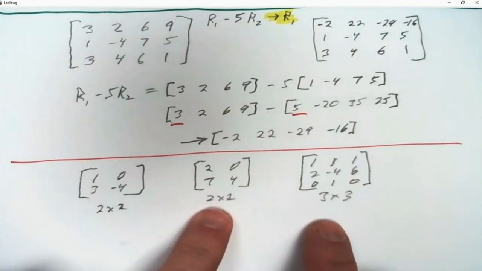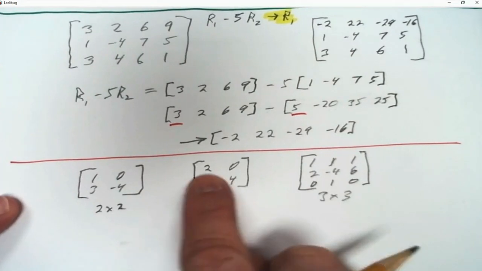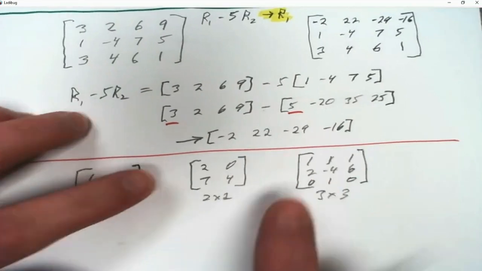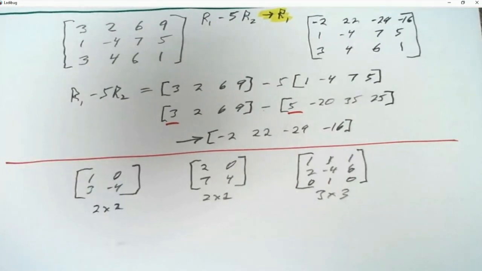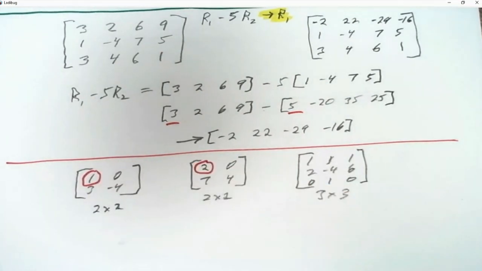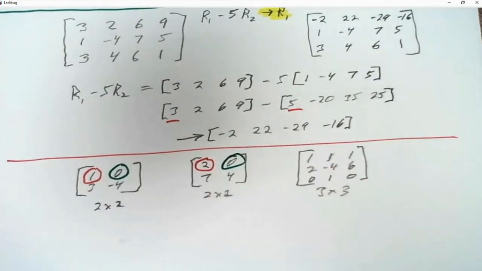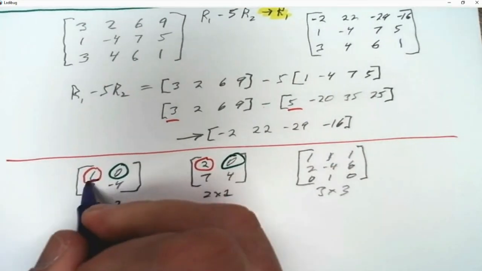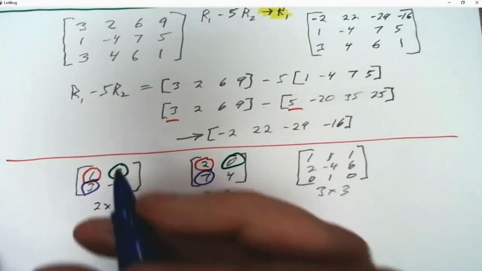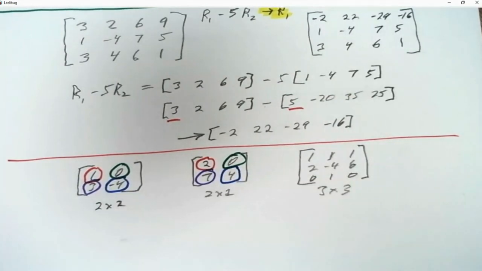I cannot add a 2 by 2 to a 3 by 3 because what would I add? Would I add this 2 to the 1, or would I add it to the 2? It doesn't match up. You have to add the 1 to the 2 or subtract 1 minus 2. You add the 0 to the 0, the 3 to the 7, and the negative 4 to the 4. So they have to be in the same position.